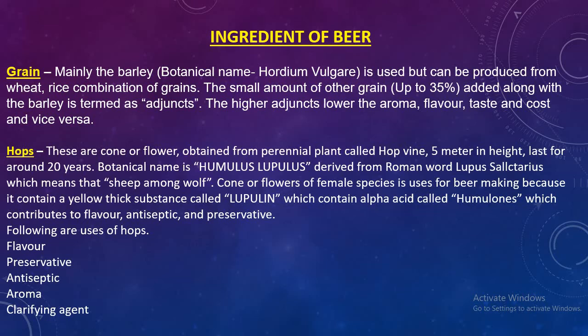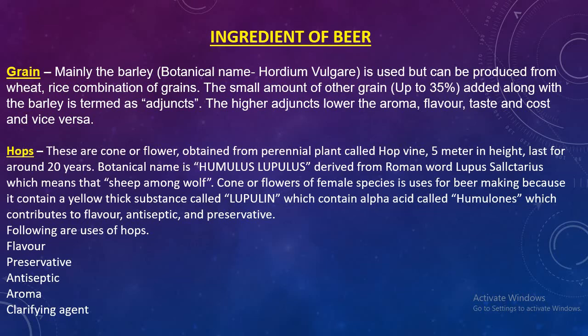The small amount of grains added along with barley is termed adjunct, but it cannot be more than 35% of the total grain that we use. A higher adjunct can lower the aroma, flavor and the taste of the beer.